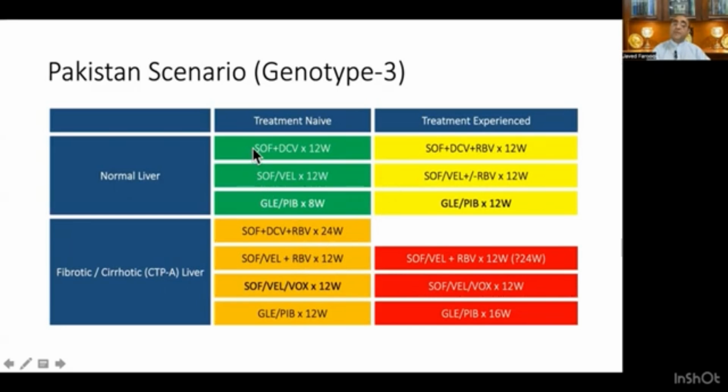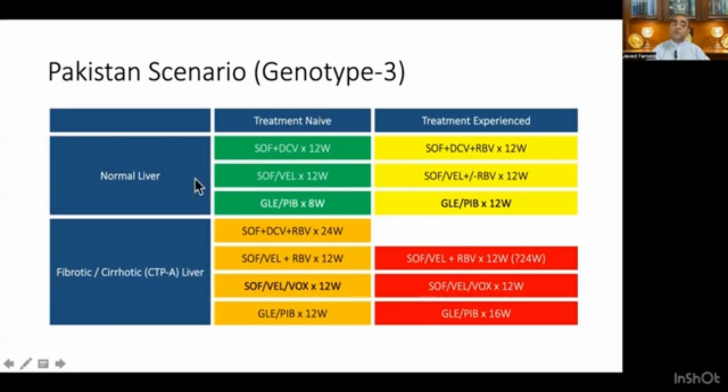And depending upon what drugs we are giving, whether sofosbuvir-daclatasvir or sofosbuvir-velpatasvir, the GP is not available here in Pakistan, so it is sofosbuvir-daclatasvir. Depending upon the grouping, in the easiest group, sofosbuvir-daclatasvir for 12 weeks is sufficient. In the second, treatment experienced with a normal liver, sofosbuvir-daclatasvir plus ribavirin for 12 weeks should be given. For a fibrotic or cirrhotic liver that is treatment naive, sofosbuvir-daclatasvir plus ribavirin for 24 weeks. But if the patient is treatment experienced as well as fibrotic or cirrhotic, then this is not an option. Please go for sofosbuvir-velpatasvir.